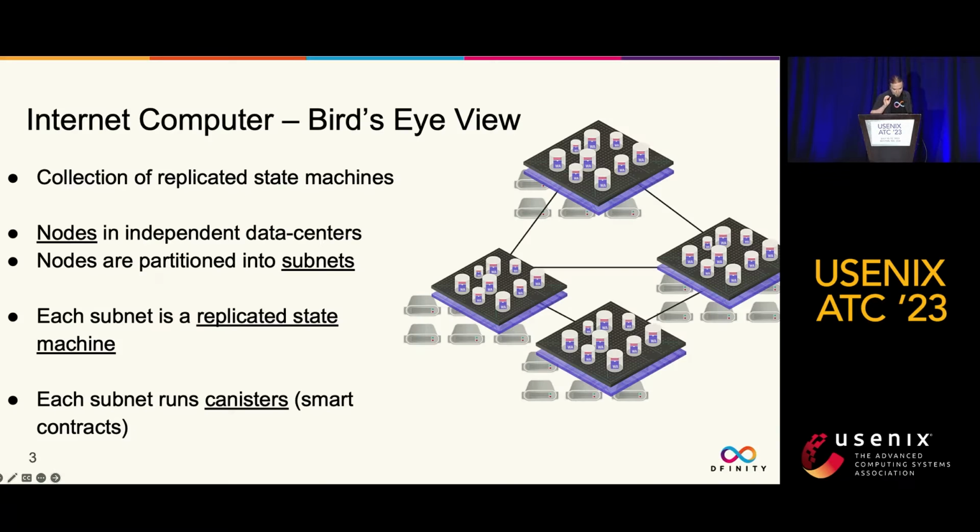All right, but first things first, let me give you a bird's eye view of the Internet Computer. We can look at it as a collection of replicated state machines. These run on nodes, servers or machines, however we want to call them, which are placed in independent data centers. These are partitioned into what we call subnets, and these subnets are the replicated state machines. So we have many of these running on independent data centers. Each of these subnets runs canisters, or smart contracts, another kind of terminology.